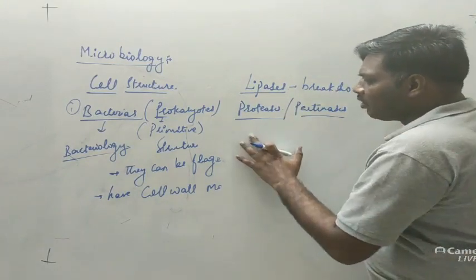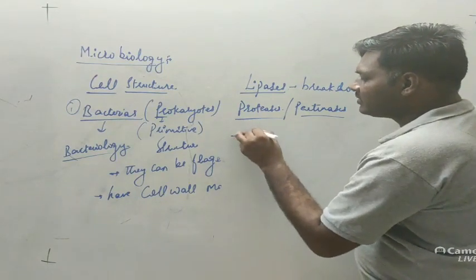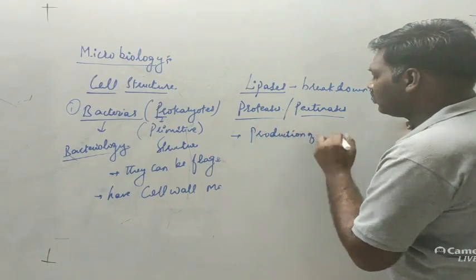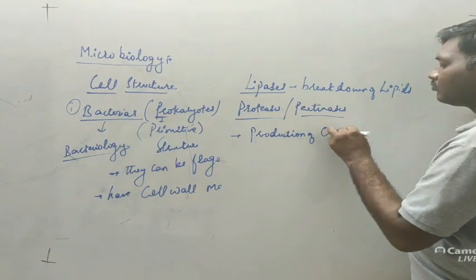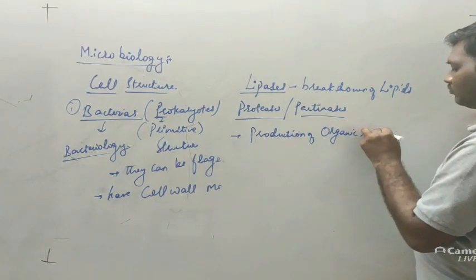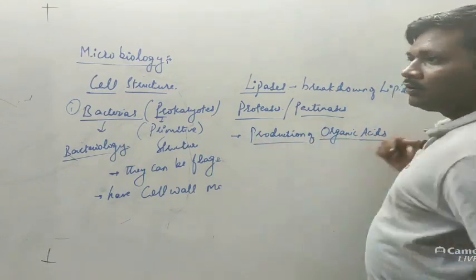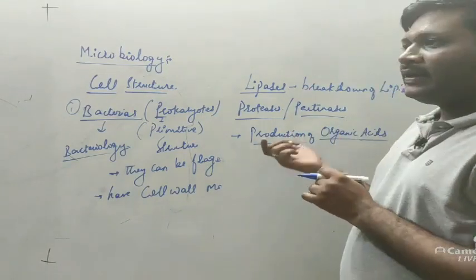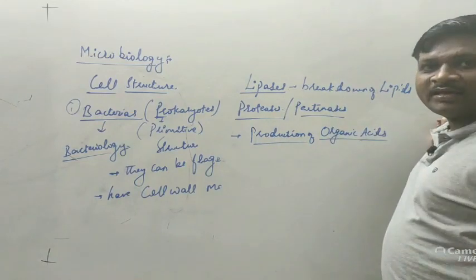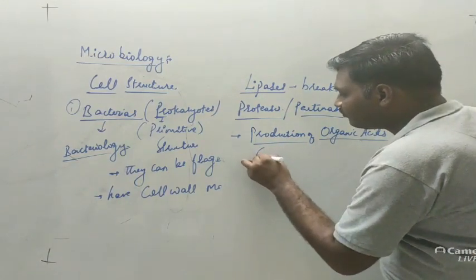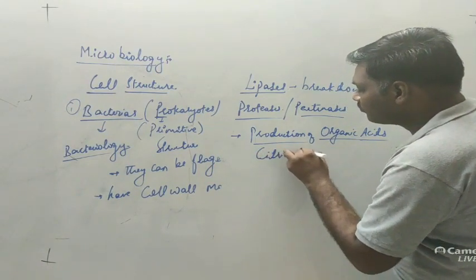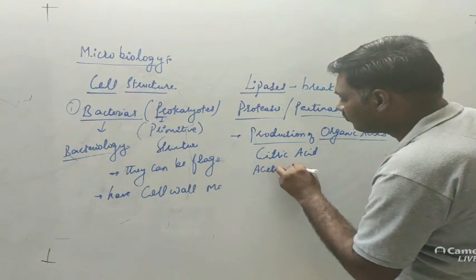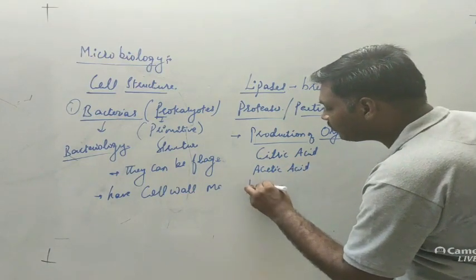Now if we talk of organic acids, another use can be said to be the production of organic acids. Now what is meant by organic acids? See, organic acids are those acids which are produced by living organisms, correct? So here it may include citric acid, acetic acid, and butyric acid.